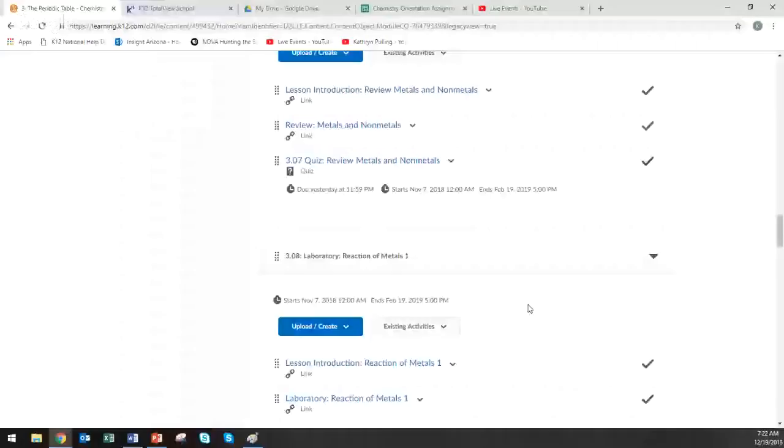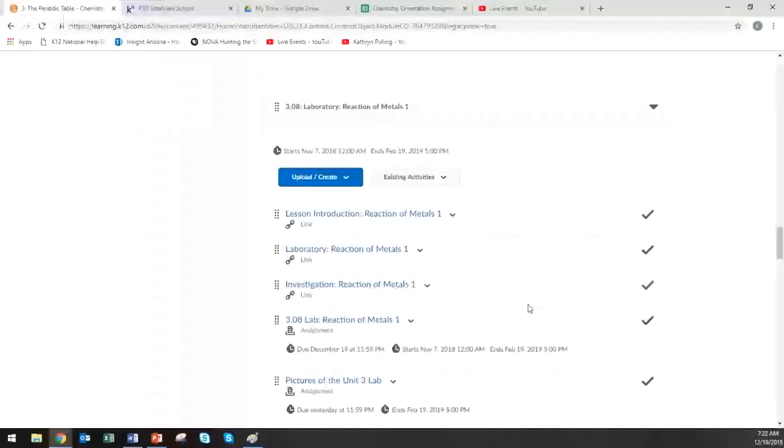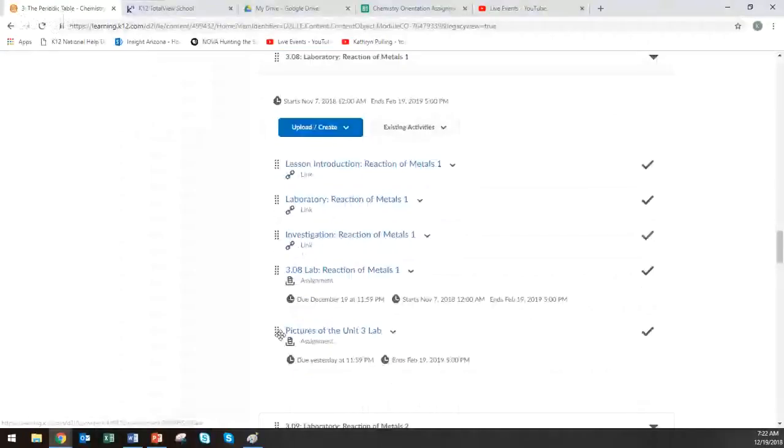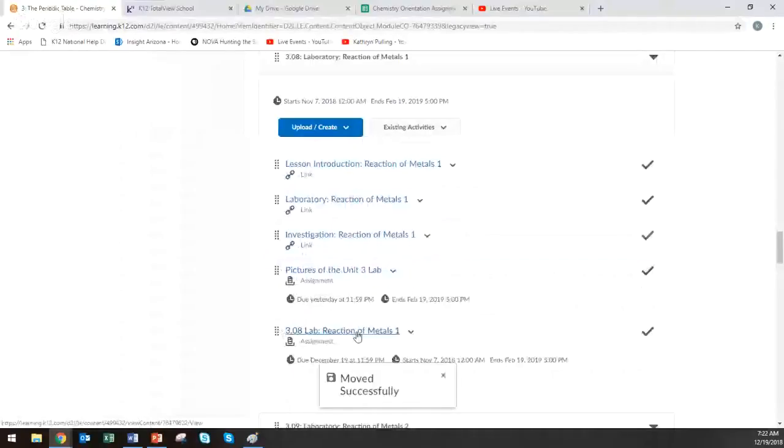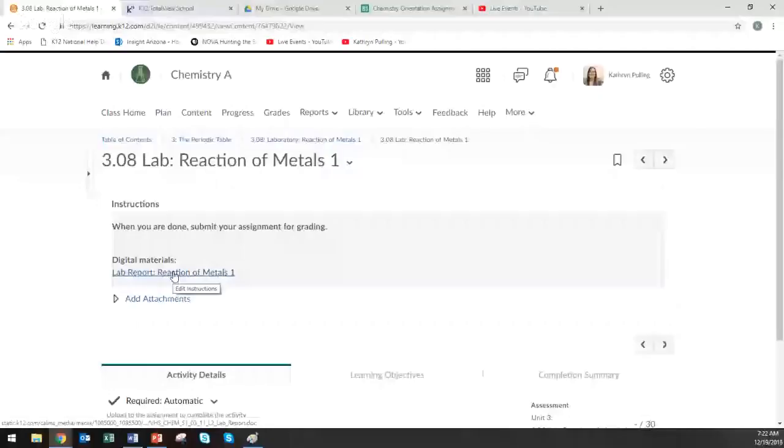Unit 3. Wait for that to load. And then 3. Oh, wait. All right. So pictures are here. Actually, those should have been first, but the lab report is the 0.08 metals title, and then download digital material. All right. And that will open up the lab report.